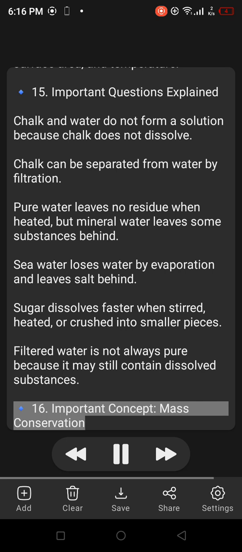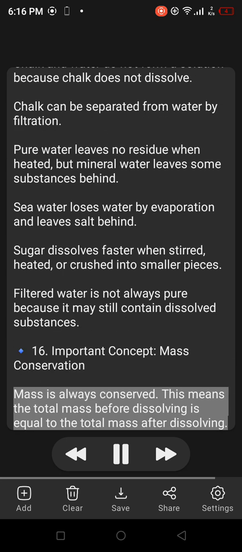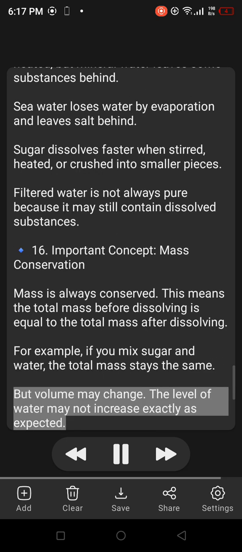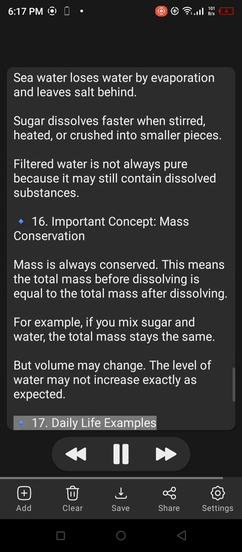16. Important concept, mass conservation. Mass is always conserved. This means the total mass before dissolving is equal to the total mass after dissolving. For example, if you mix sugar and water, the total mass stays the same. But volume may change. The level of water may not increase exactly as expected.